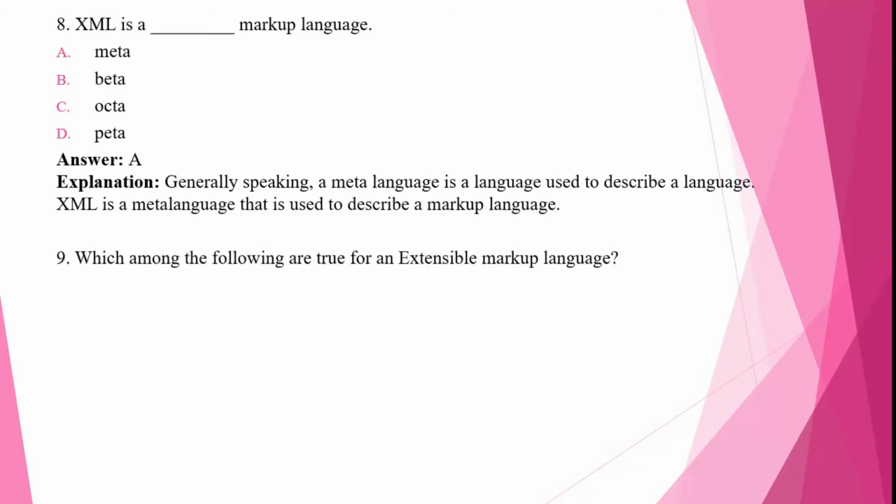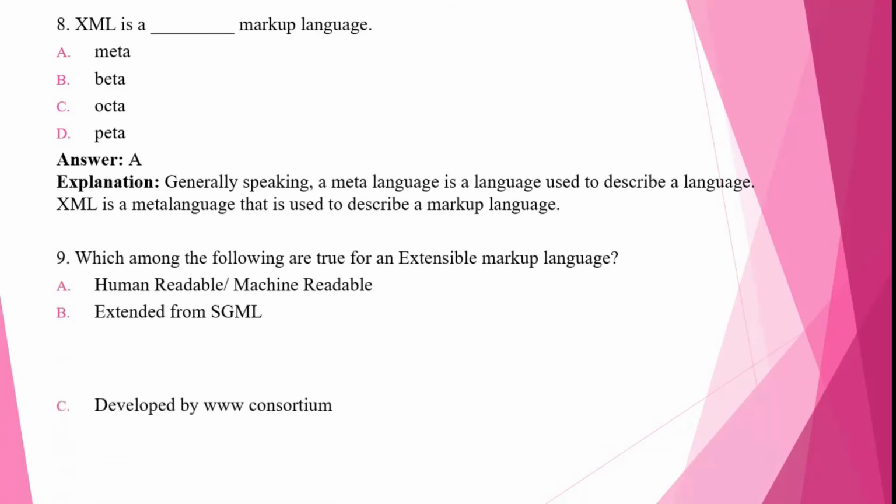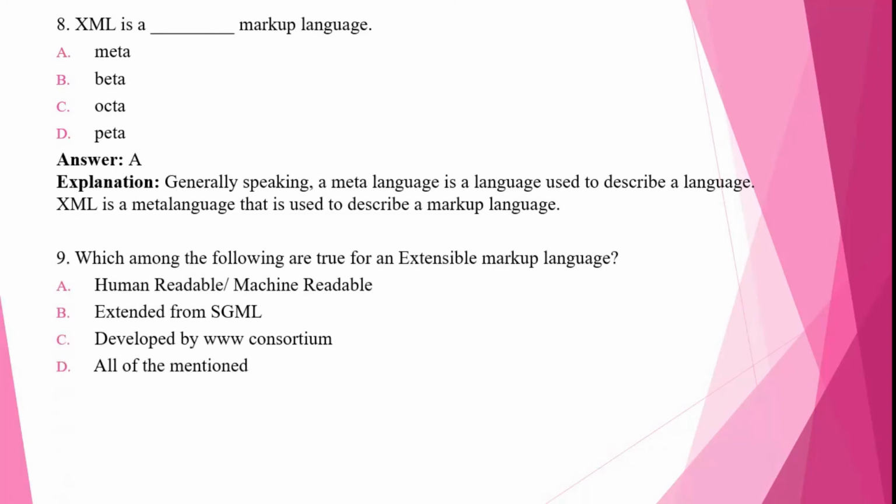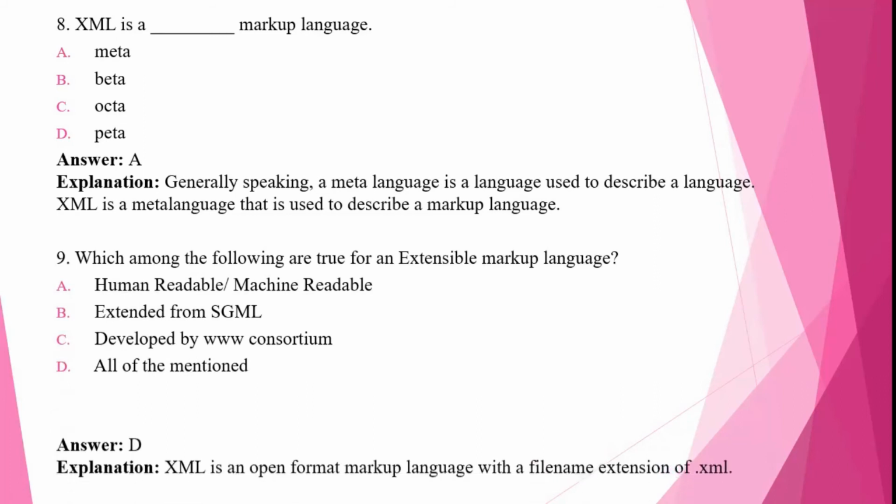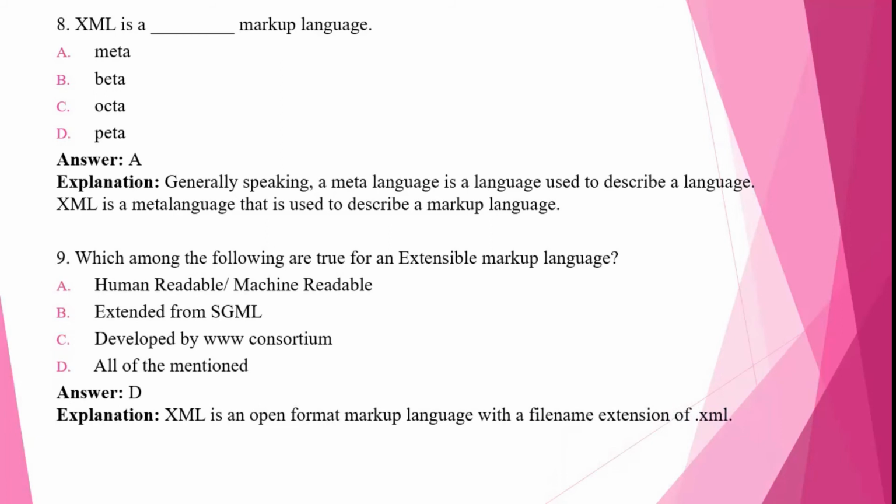Which among the following are true for an extensible markup language? First one, human readable, machine readable. Next one, extended from SGML. Next one, developed by the WWW Consortium. And the last one, all of the above. So the right answer is all of the above. XML is an open format markup language with a file name extension of XML.